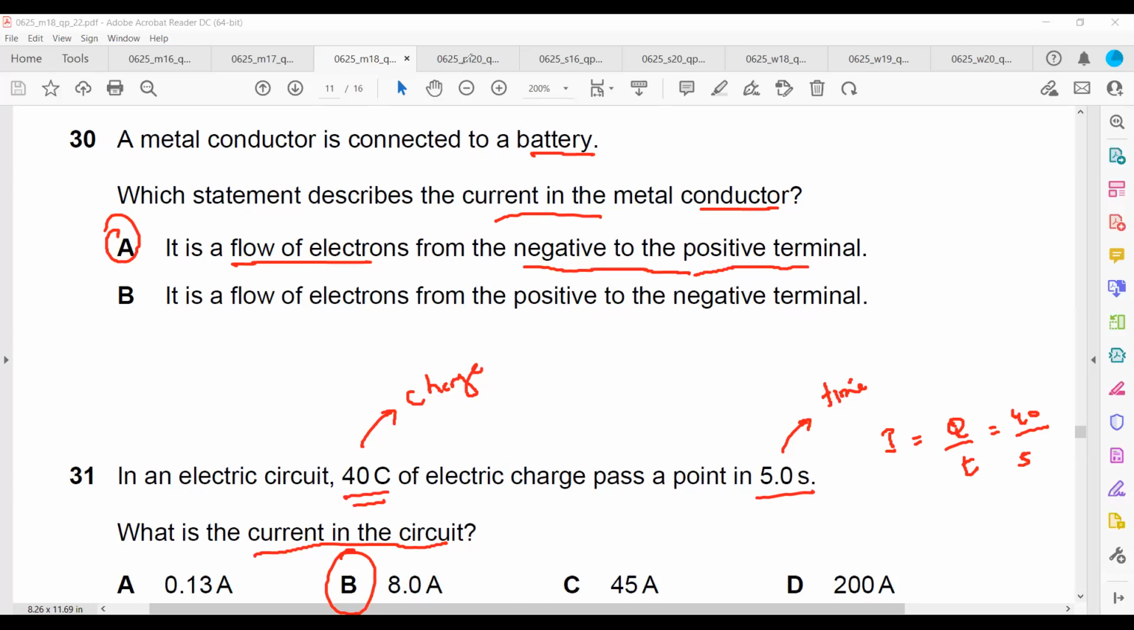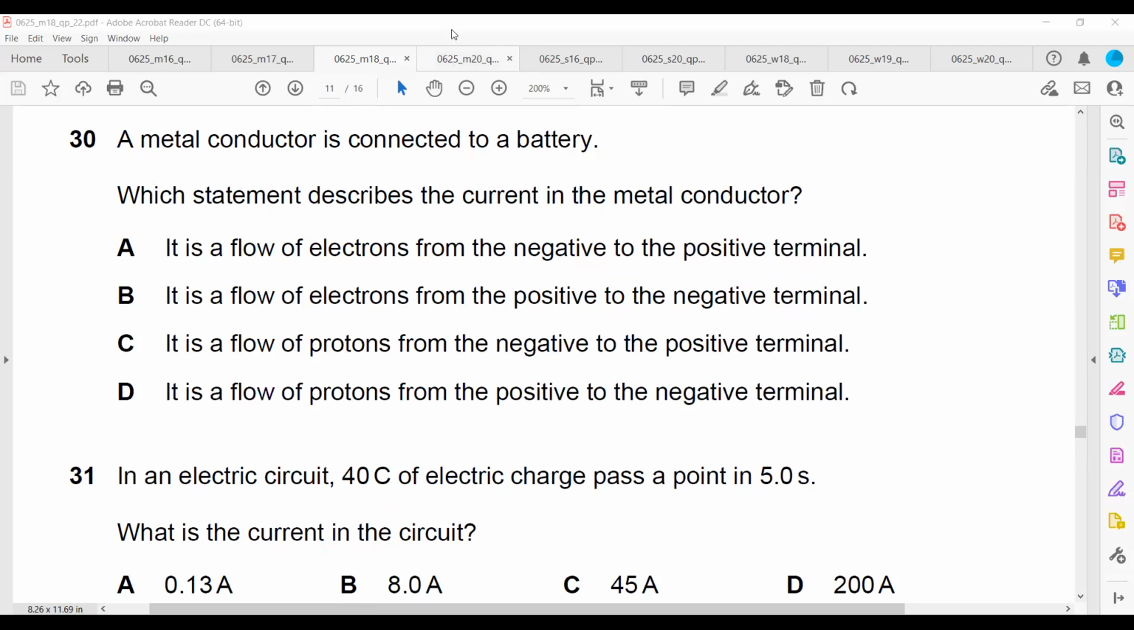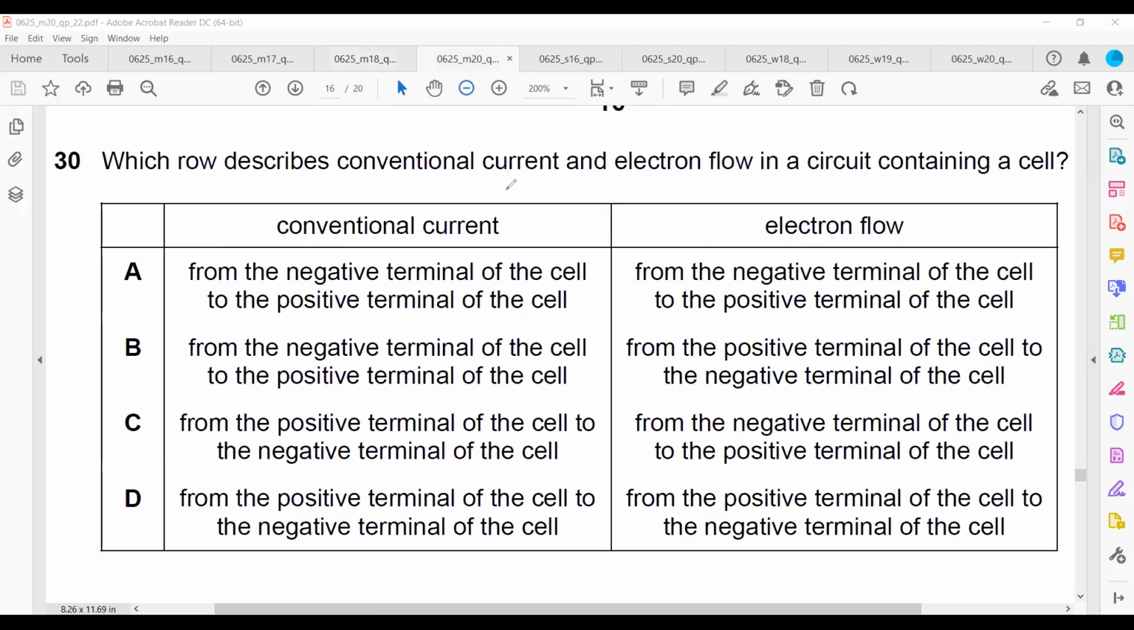Then another question. So which row describes the conventional current and the electron flow? So conventional current is what? Conventional current is the movement from the positive terminal of the battery. Like if there is a battery, positive and negative terminal, so what is the conventional current? The conventional current is from positive terminal to the negative terminal. That's what we call conventional current.